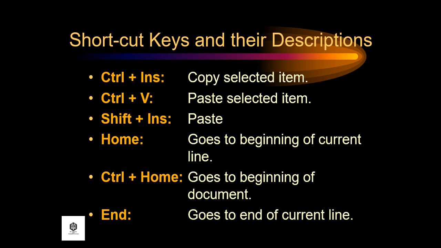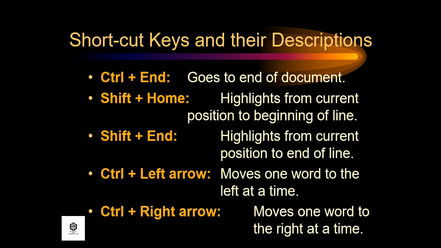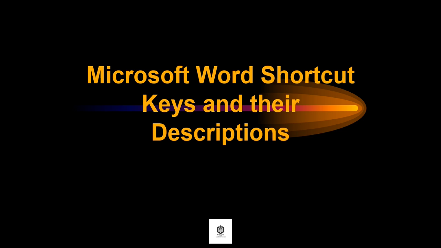Control Home goes to beginning of document. End goes to end of current line. Control End goes to end of document. Shift Home highlights from current position to beginning of line. Shift End highlights from current position to end of line. Control Left arrow moves one word to the left at a time. Control Right arrow moves one word to the right at a time.